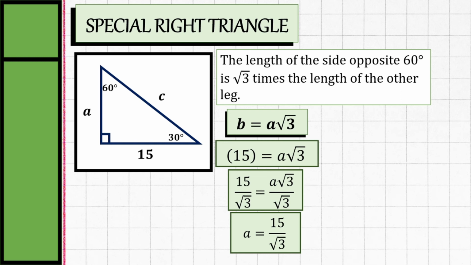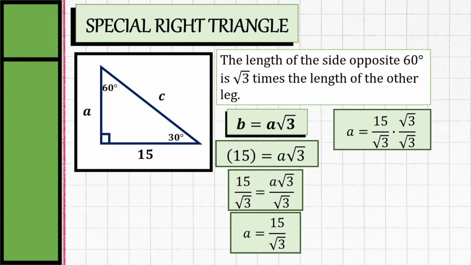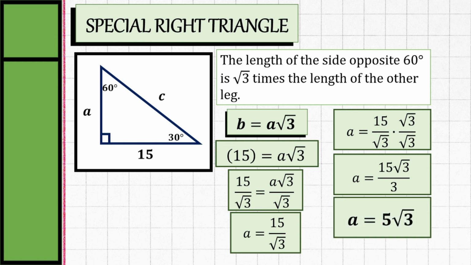We need to rationalize our denominator by multiplying both numerator and denominator by square root of 3. Let's multiply. So 15 times square root of 3 and square root of 3 times square root of 3. So we will get A is equal to 15 square root of 3 over 3. Take note that when you multiply the square root of a number by itself, you will get the radicand. Okay, so let's simplify if possible. 15 divided by 3, we will get A is equal to 5 square root of 3. Okay, that will be our shortest side, or the measurement of the side opposite our 30-degree angle.